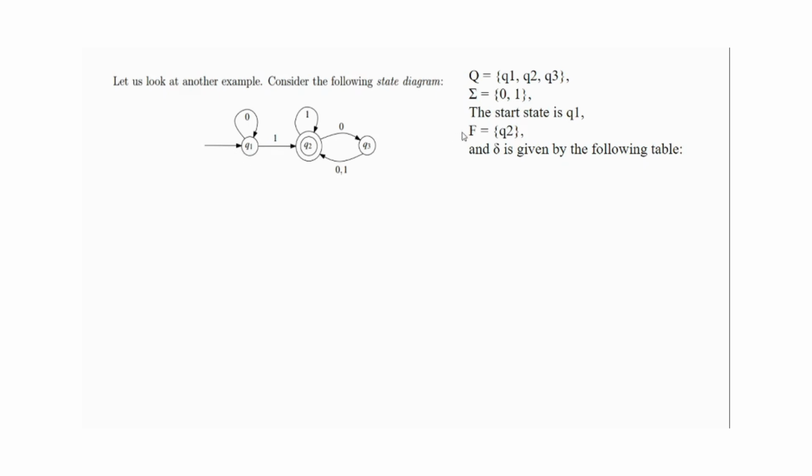And F is the set of final states. How many final states do we have here? Only one final state. How to identify the final state? The final state will have double concentric circles. That's why only one state here. So till now we have explained 4 components: the set of states, the input alphabet, the initial state and the final state. Now what is left? The transition function, which is delta.